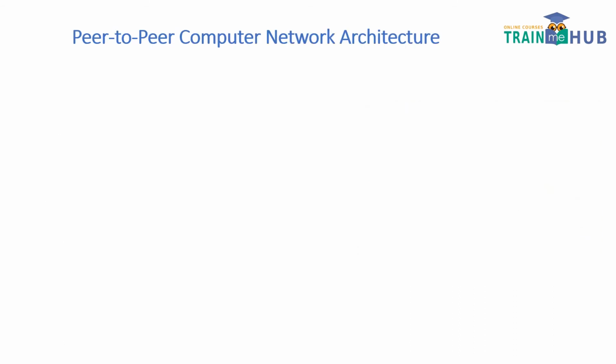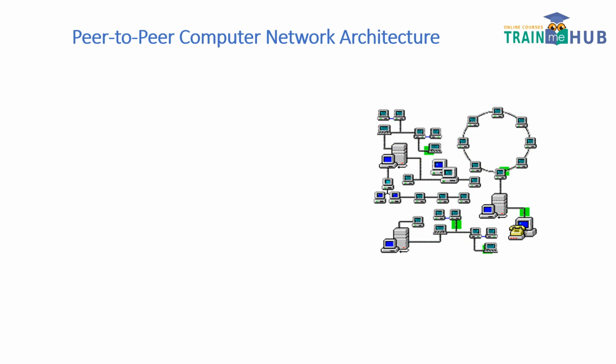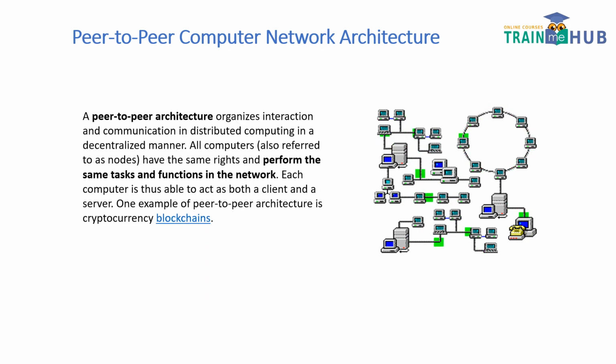A peer-to-peer architecture organizes interaction and communication in distributed computing in a decentralized manner. All computers, also referred to as nodes, have the same rights and perform the same tasks and functions in the network. Each computer is thus able to act as both a client and a server. One example of peer-to-peer architecture is cryptocurrency blockchains.